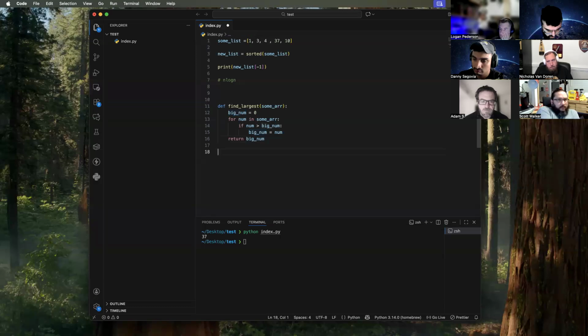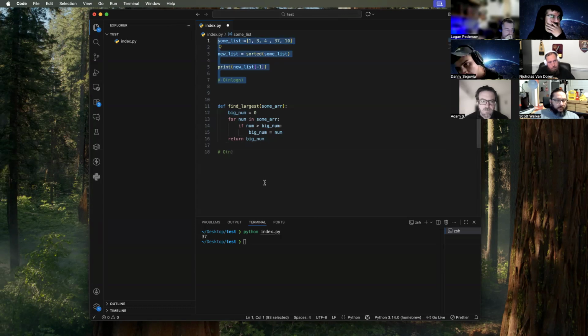No, it's not constant. It's O of n log n, because it's got to iterate over everything to sort the list. And this one is O of n, right? It's not just n. What does n mean? It could be anything. This is linear time. This is n log n time, right?